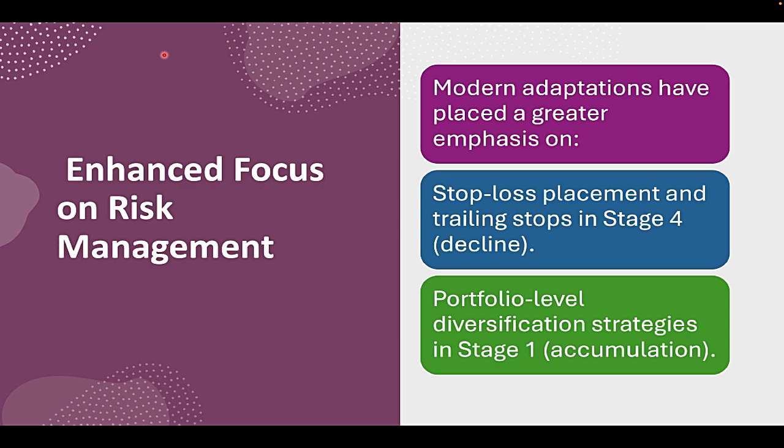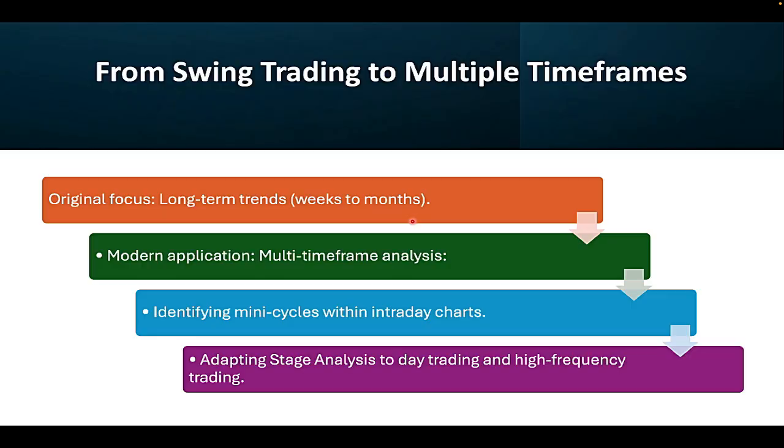In stage 1 also, if you are a big investor and you want to accumulate a lot, you can start accumulating in stage 1 and place an appropriate stop loss. And if stage 1 is not confirmed and the downtrend again starts, then you can just exit. So this stage analysis also gives you a focused approach on how you can manage your risks.